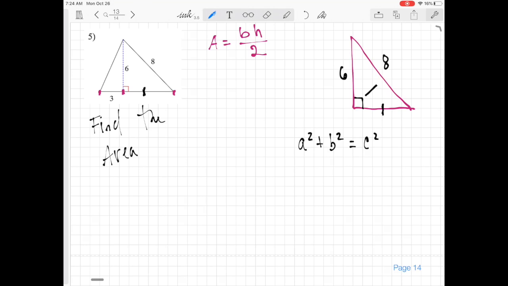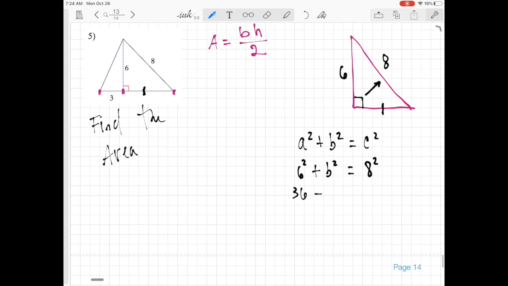And I know my c squared because that's opposite the right angle. So I'm going to plug that in. That's 8 squared. And I know either my a or b. It doesn't really matter, so I'm just going to plug it in for a. And we'll solve for b. So 6 to the second power is 36 plus b squared equals 64. Then we're going to subtract 36 on both sides.